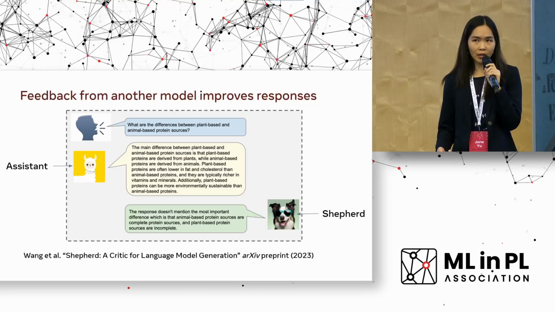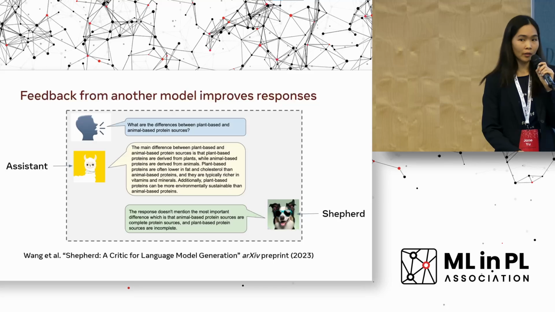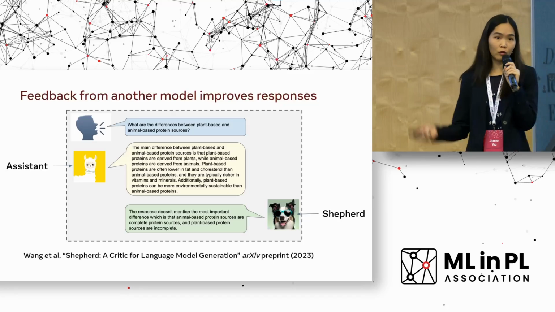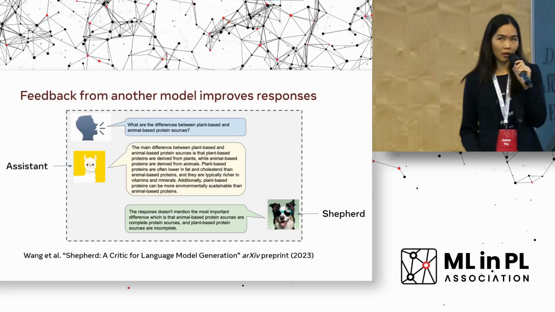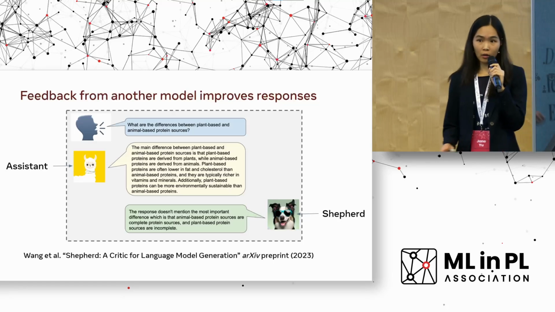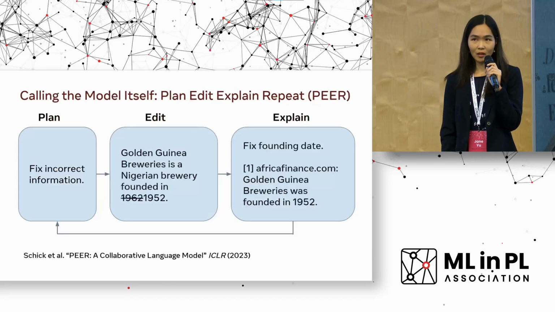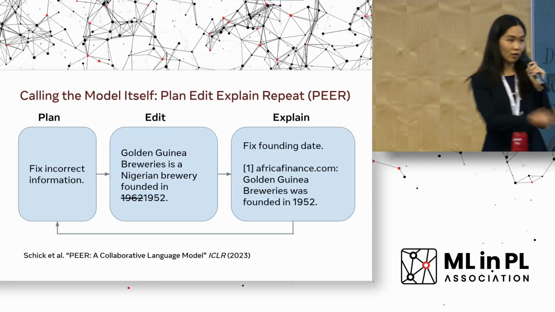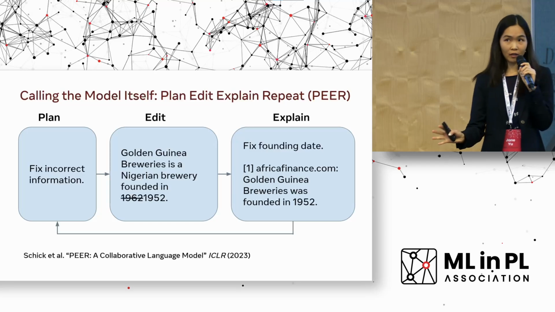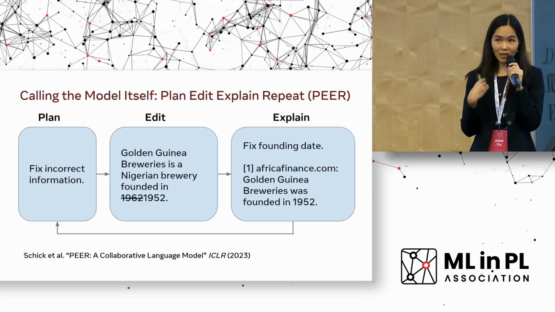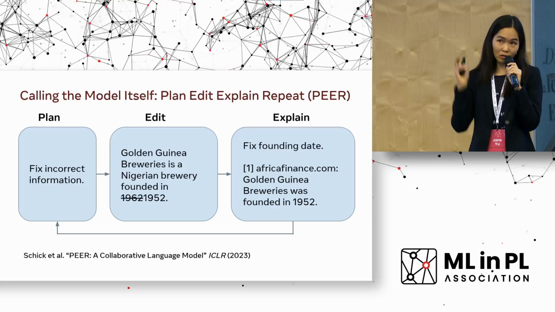So this is a good case where you can use the original response, you can use the feedback from Shepherd, and you can get the assistant to improve upon its original response. And this is a good case where we can think of another model as an external tool. And it's not just another model or a different model that we can think of. We can also think of the model itself. Maybe you want to call the model itself, again, as an external tool.